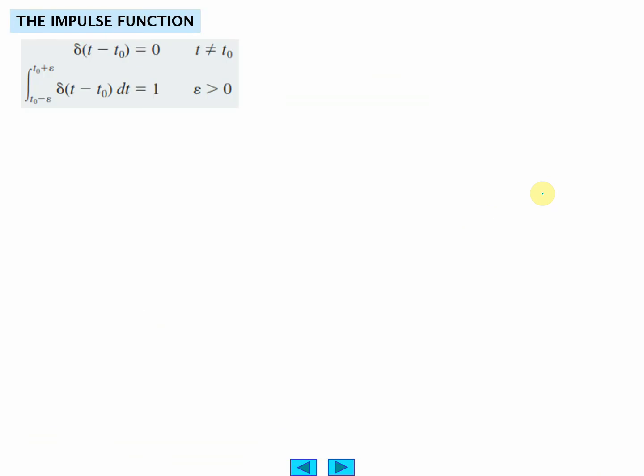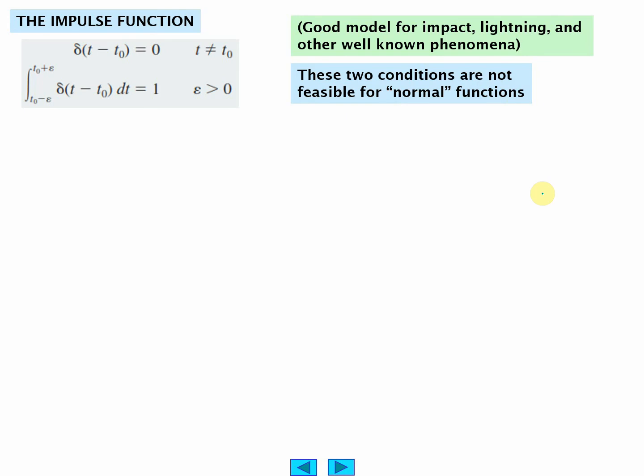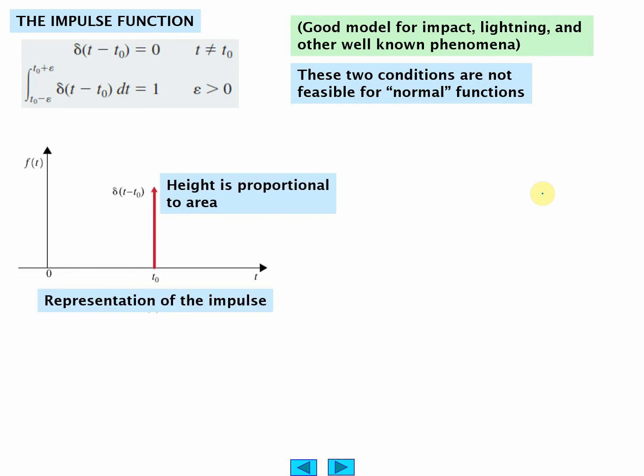The impulse function, the delta function, is a very short-term event. Lightning is a good example. In material science, it'd be impact, a shock, etc. This is only true for the representation, not for the function itself. The function itself is infinitely high. It only exists in an infinitesimally small width.